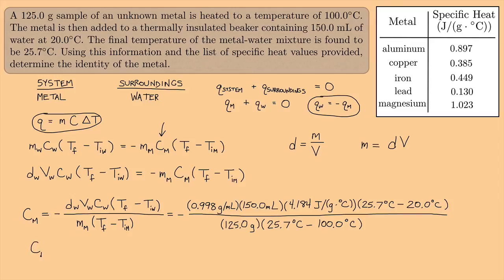If you do all of this on the calculator and you're very careful to use parentheses for the denominator, then you end up getting a value of 0.384. And that'll be in units of joules per gram times degrees Celsius. And if we look at the chart up here, we see this looks the closest to 0.385. So the metal is probably copper.